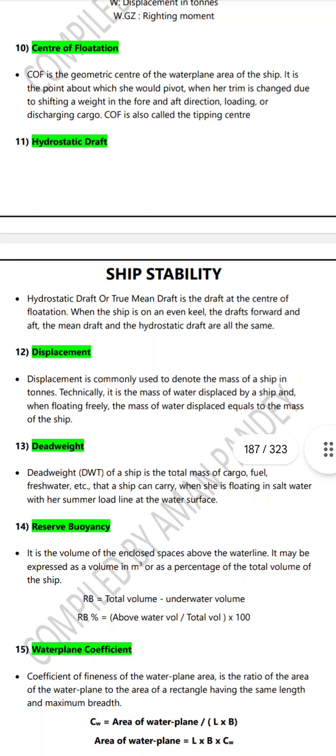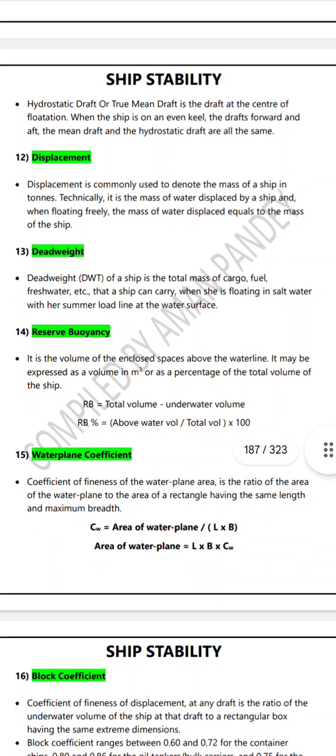Center of flotation is the geometric center of the water plane area of the ship. It is the point about which the ship will pivot when her trim is changed due to the shifting of weight in the fore and aft direction, or loading or discharging cargo. So it is also called the tipping center.